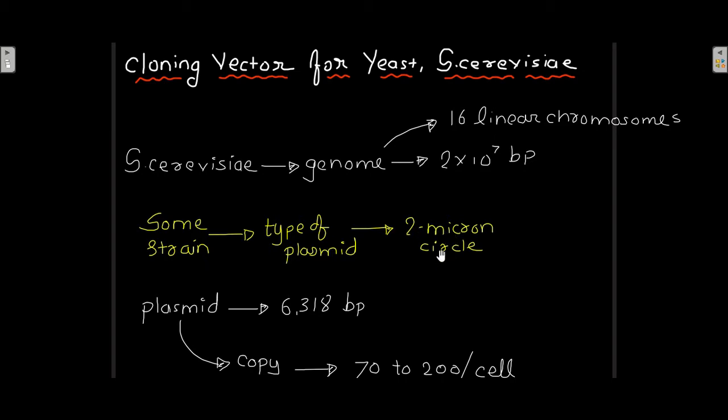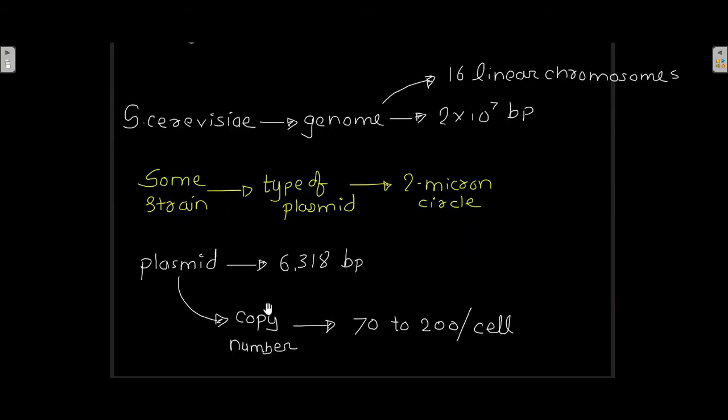This 2-micron circle is the name of the plasmid that is present in some strains of S. cerevisiae. The size of this plasmid is about 6318 base pairs, and the copy number of this plasmid is about 70 to 200 per cell.